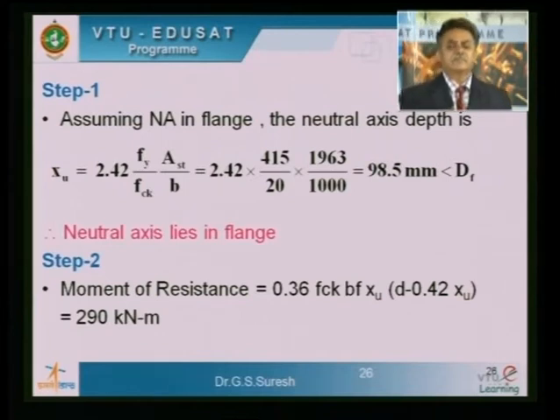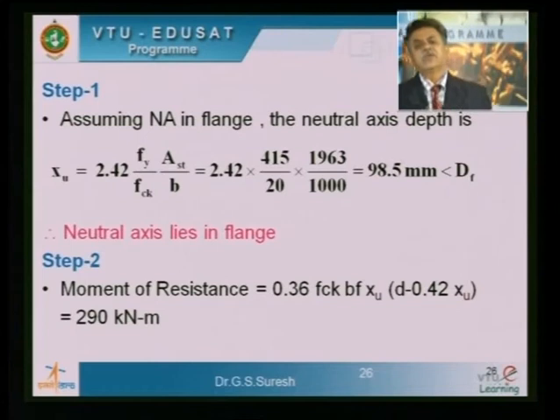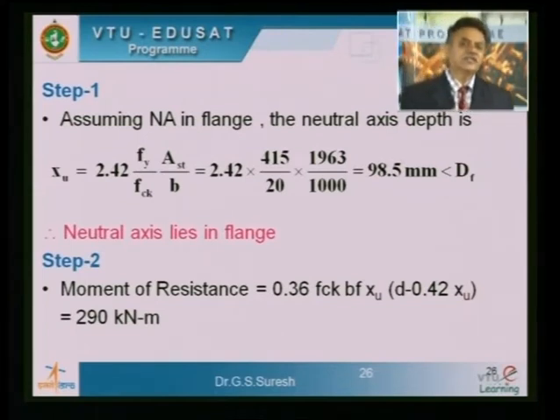I calculate the neutral axis depth with an assumption that the neutral axis lies in the flange. This is to be done by trial and error. If the calculated value of XU is greater than the flange thickness, then you have to redo the calculation by considering the flange and the web. So now it becomes a simple rectangular section.